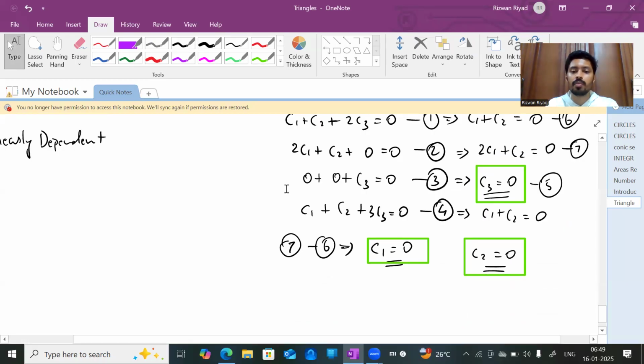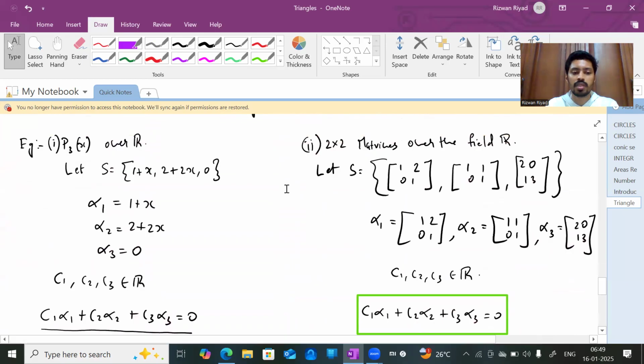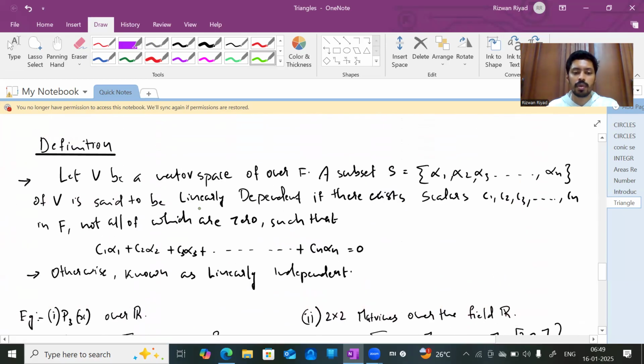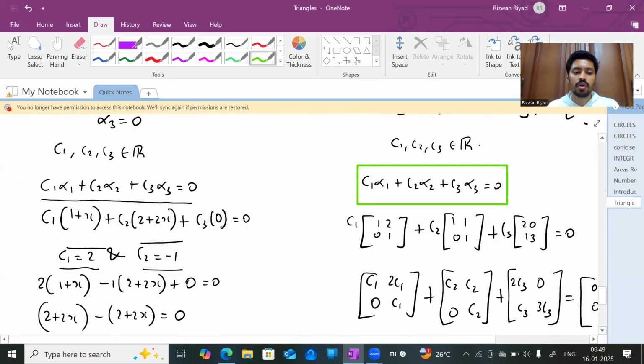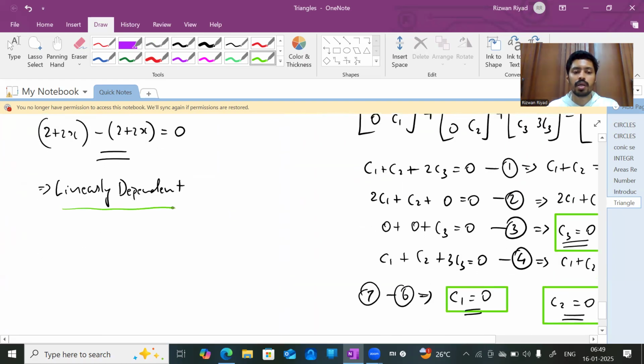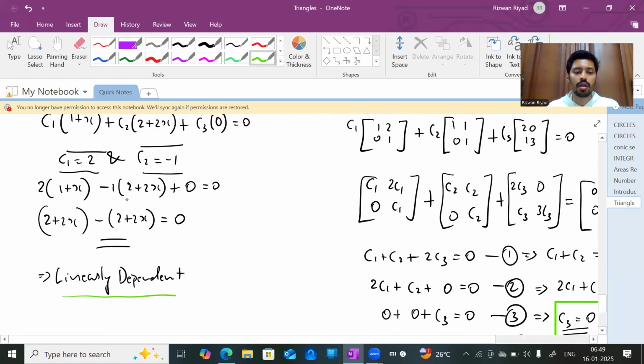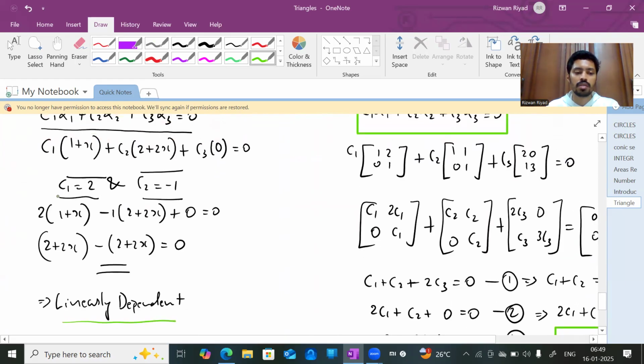Linearly dependent means, this is the definition of linear dependence, that not all of the coefficients are 0. That's why we got the first example as linearly dependent. There, C1 is 2 and C2 is minus 1, so C1 and C2 are different from 0. It is possible to have the values C1 and C2 different from 0, so not all of them are 0. That's why it is linearly dependent.